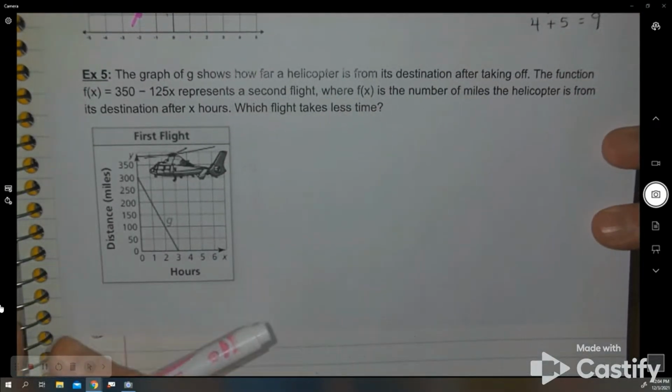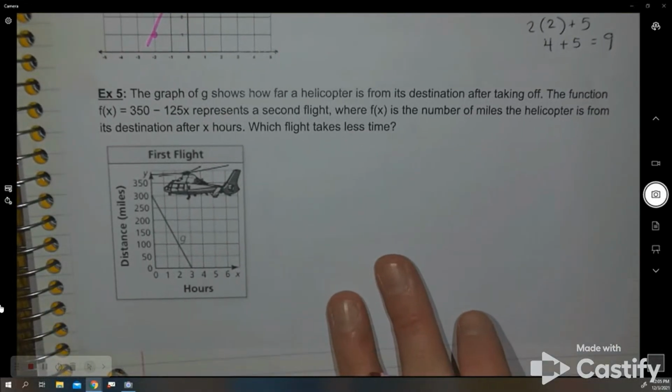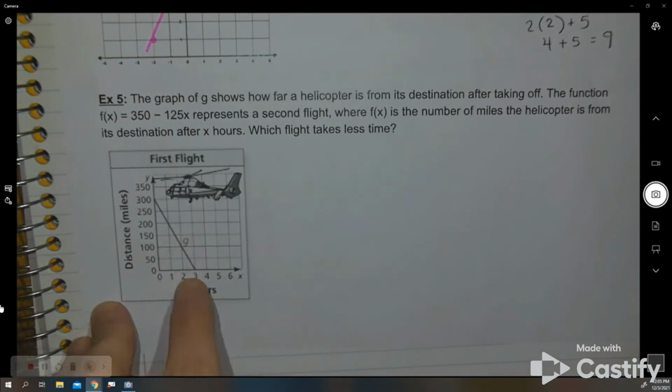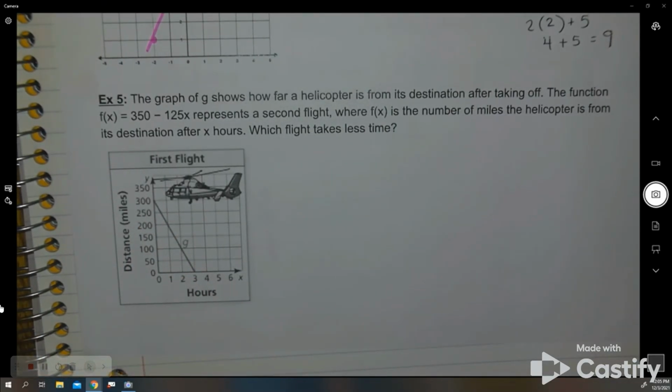All right, example 5. The graph of G shows how far a helicopter is from its destination after taking off. The function f of x equals 350 minus 125x represents a second flight, where f of x is the number of miles the helicopter is from its destination after x hours. Which flight takes less time? So a couple things that we're going to look at. We have to make a table because we already have G on here. We just have to make the information for f of x.